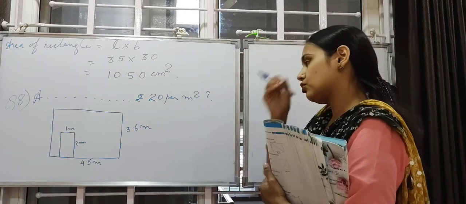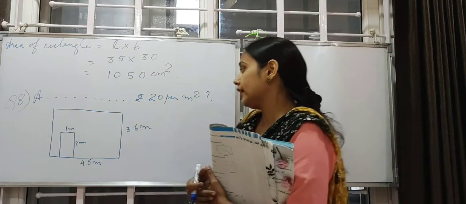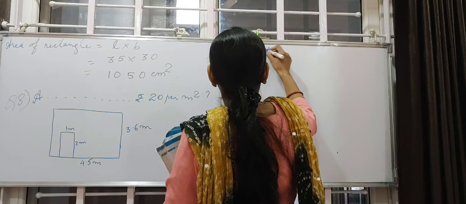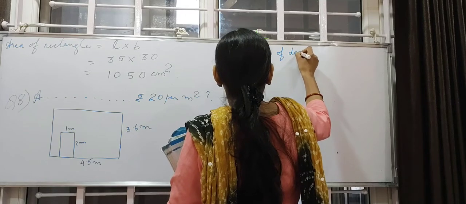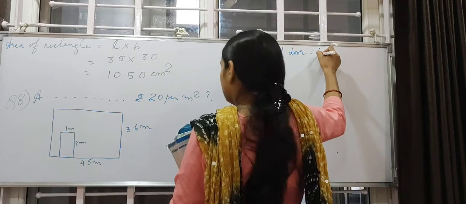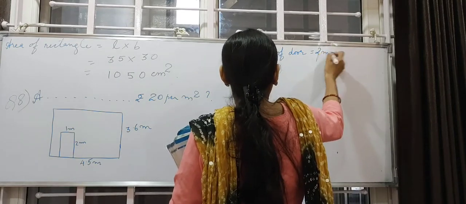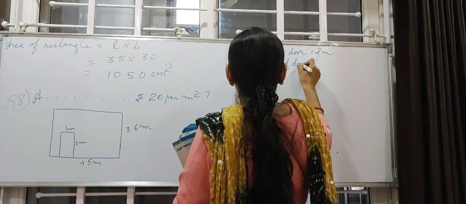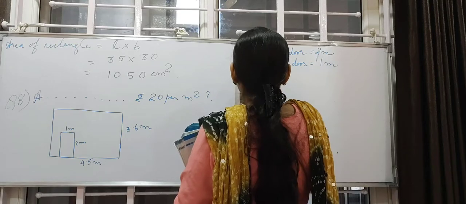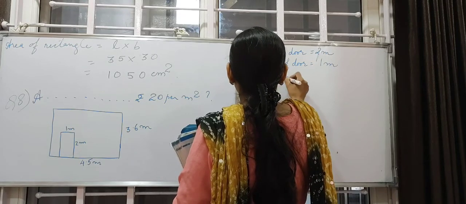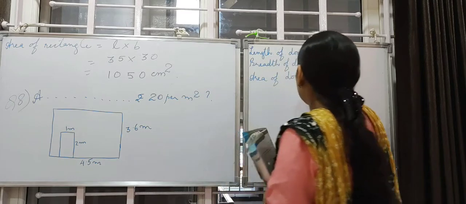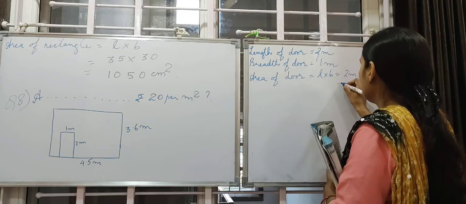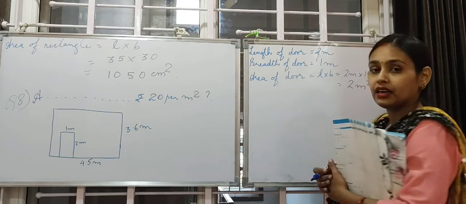So let's start. So the first thing will be the length of the door. How much? 2 meters. Then area of door. It's in the form of rectangle. So its length into breadth, that is 2 meter into 1 meter, which is equal to 2 meter square.